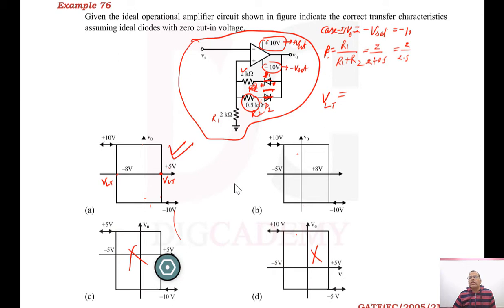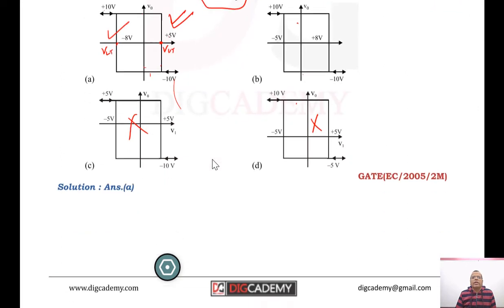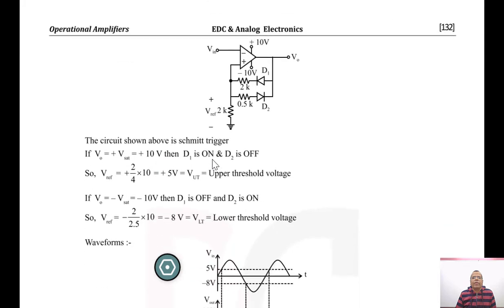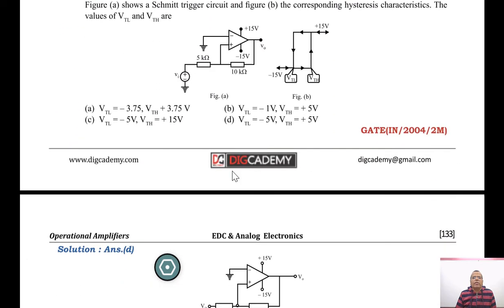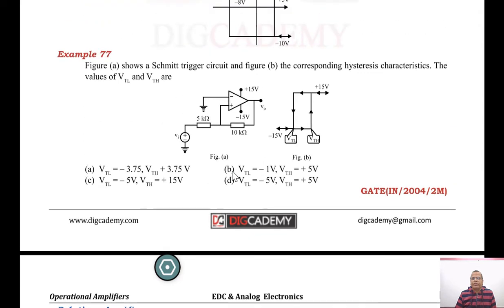So lower threshold voltage will be beta into output voltage, so that will be 2 by 2.5 into output voltage, which is minus 10 volt, so that gives you minus 8 volt, and that is your characteristic. So that is your answer, and that is how we can solve this question that was in GATE exam in 2005. So this is the solution given to you. Now let us talk about the next question.